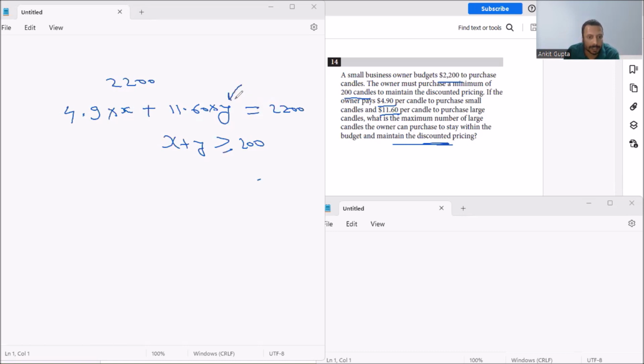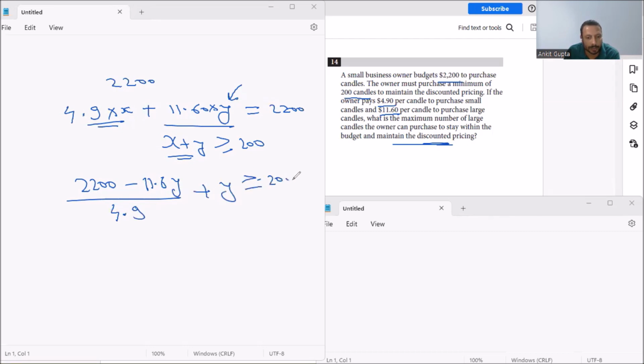The large candle is Y, so let's substitute the value of X in this equation. We can write the value of X as (2,200 minus 11.6y) divided by 4.9, plus y is greater than or equal to 200. That means we can simplify this: 2,200 minus 11.6y plus 4.9y is greater than or equal to 200 into 4.9. Let's use our calculator to solve this.